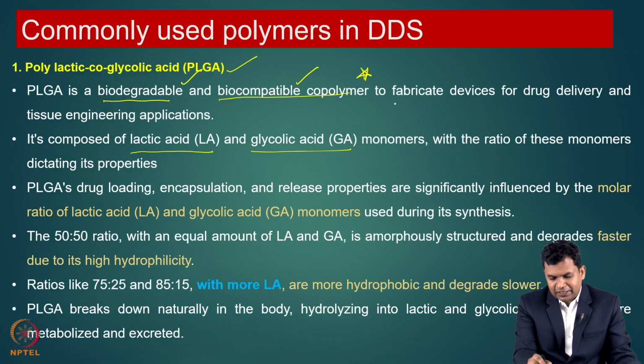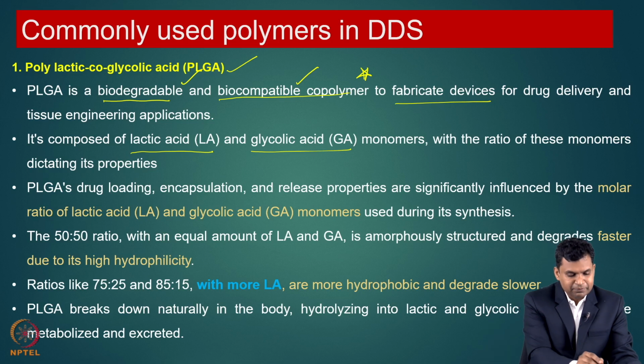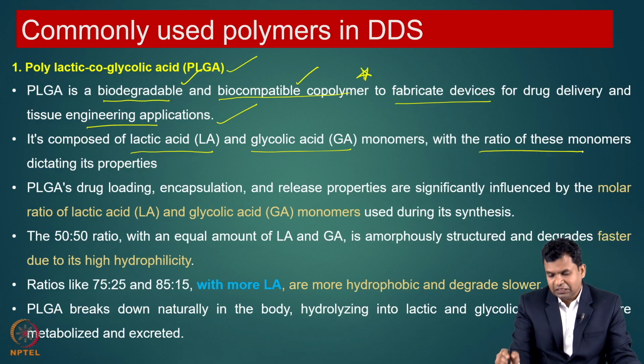With this, we can make various types of drug delivery systems and implants and devices which can also be used in tissue engineering applications. So, when you use these combinations of monomers, which are available in the market in various ratios, that is very important for the polymer properties.